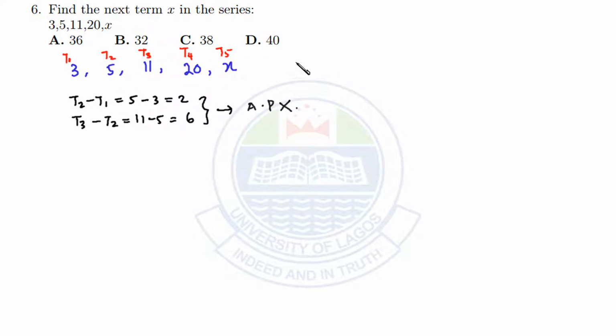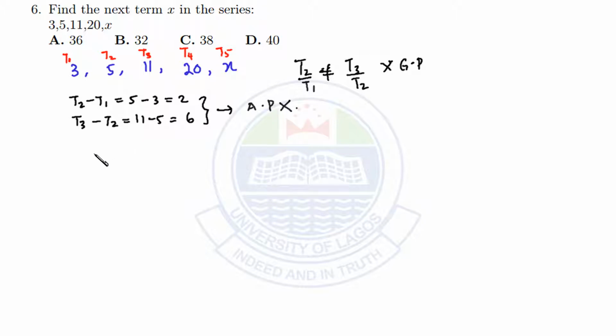And even if I take the ratio between t2 and t1, it is not equal to the ratio between t3 and t2. So it's also not a geometric progression. So we have to be very careful here. So how do we look at this problem?